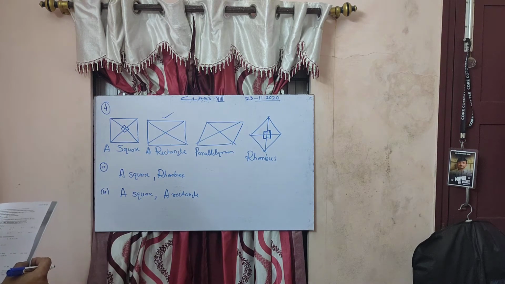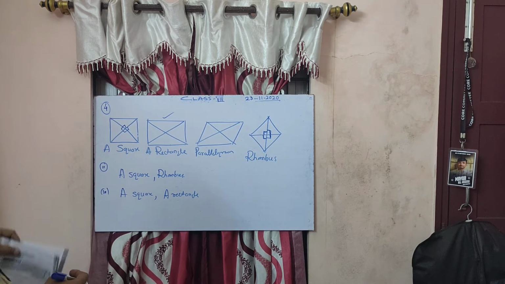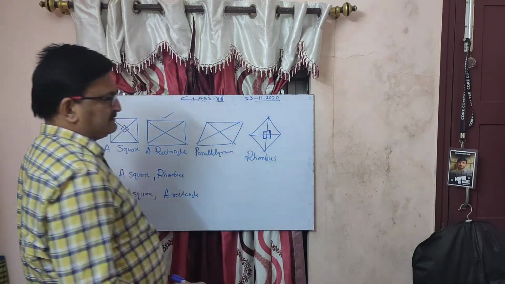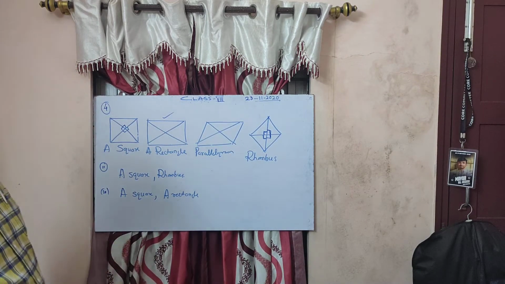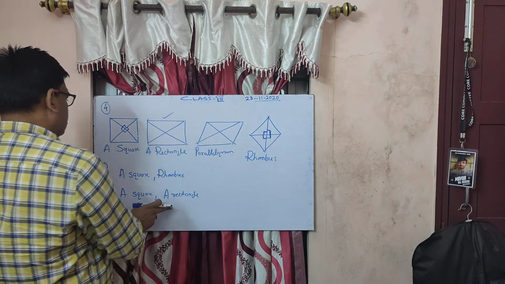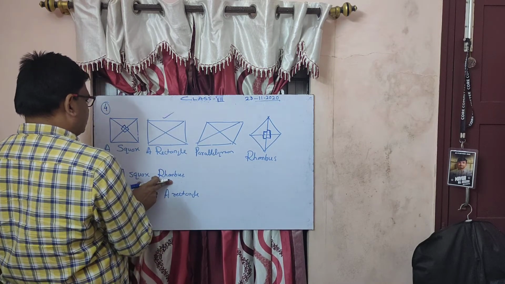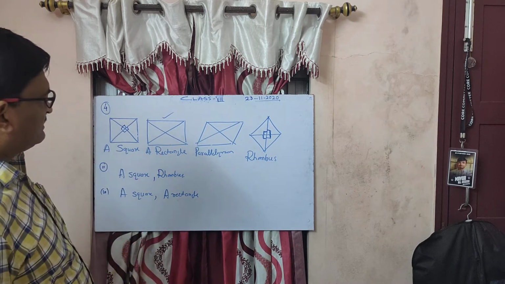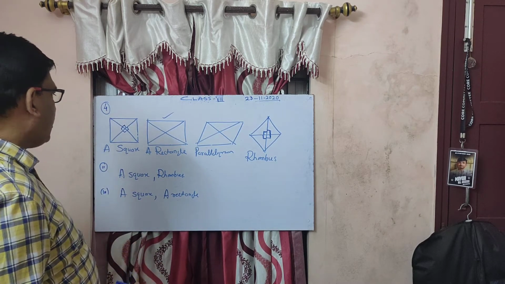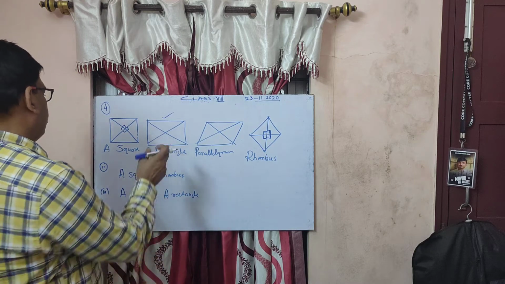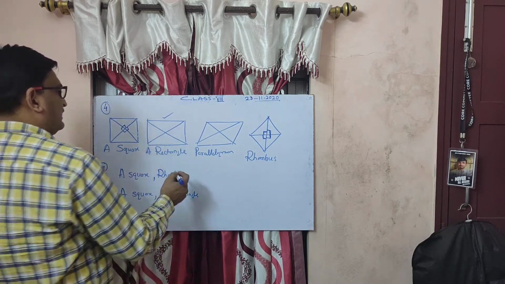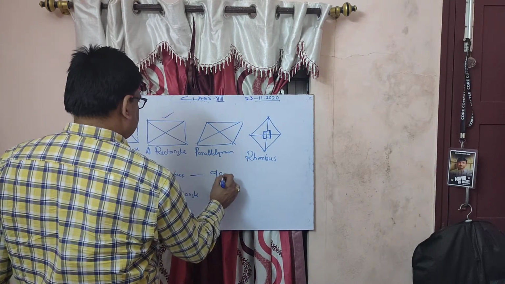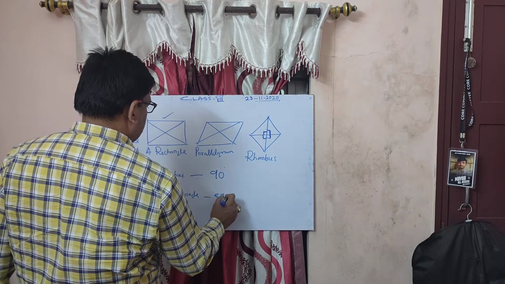And square. The others are also not correct, they are not equal. Here the diagonals are equal. Here the diagonals bisect each other at 90 degrees. Here the diagonals bisect each other. So here bisect at 90 degrees. The third ones are equal.